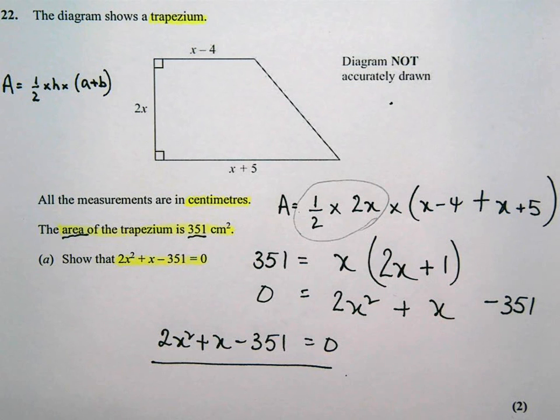Okay, at this stage, this was only part A. It was worth 2 marks. And it's actually not a lot of work to get those 2 marks. Let's look and see what we need to do for part B.